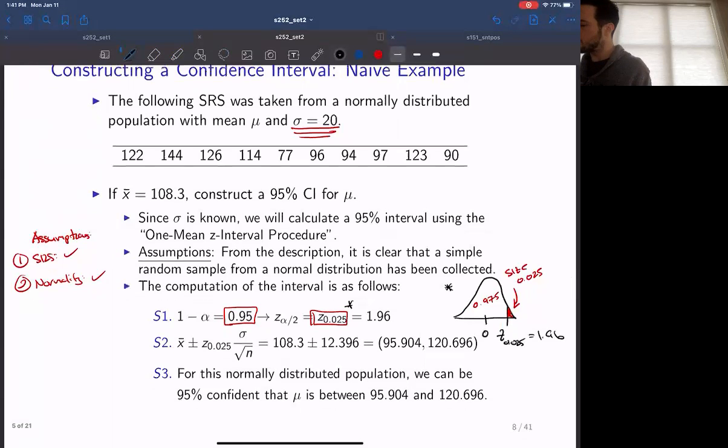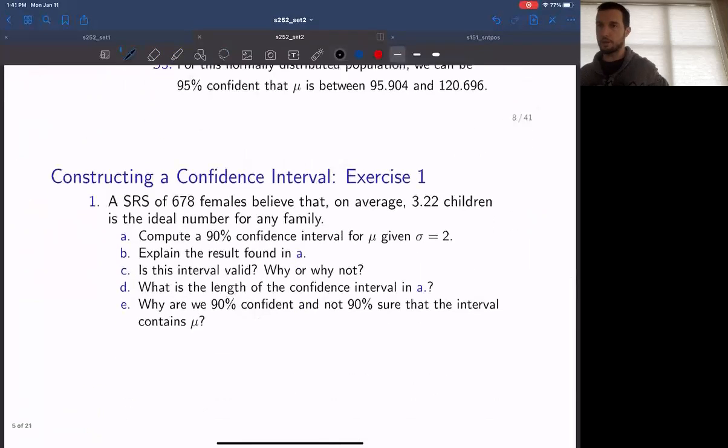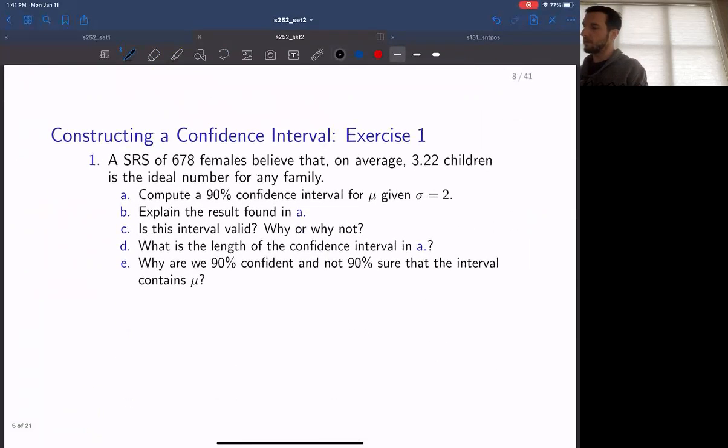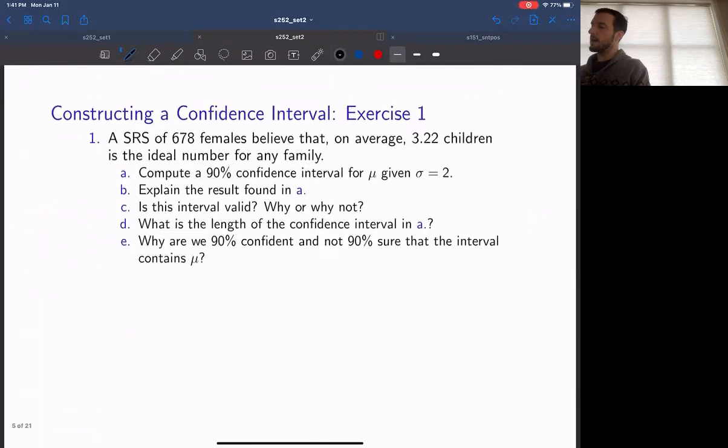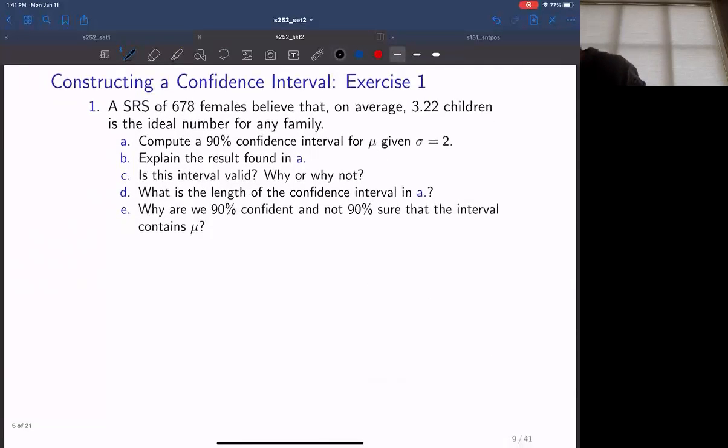All right, so let's look at another illustration of building a confidence interval now. Okay, so we have a simple random sample of 678 females that believe on average 3.22 children is the ideal number for any family. Compute a 90% confidence interval for mu given sigma is equal to 2.